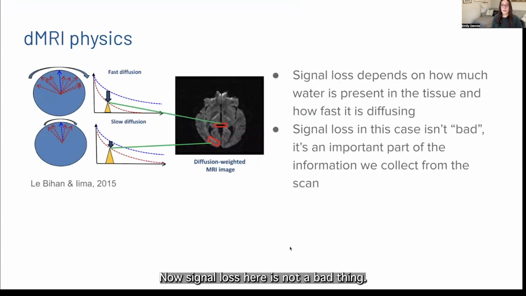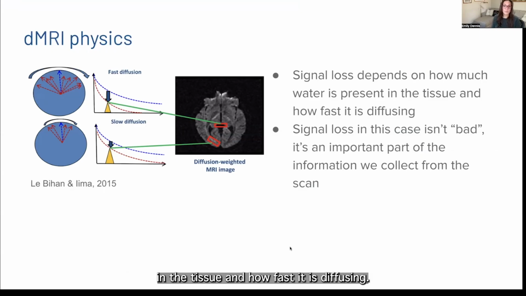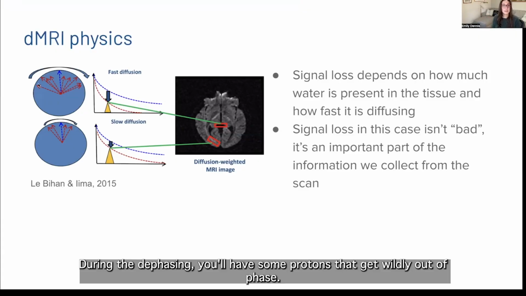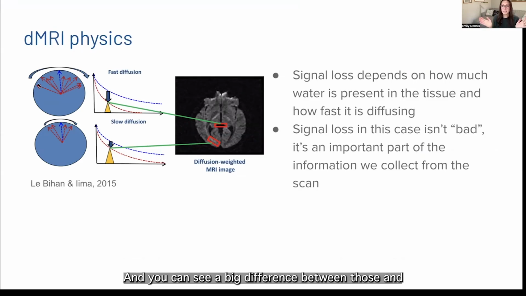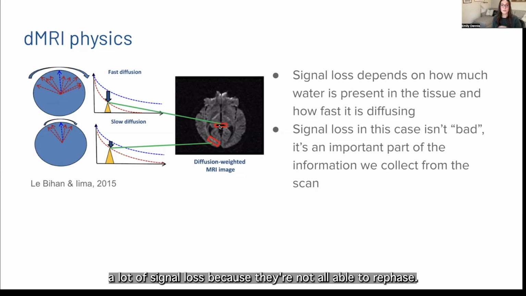Now, signal loss here is not a bad thing. This is what we're taking advantage of to actually create these images. The signal loss depends on how much water is present in the tissue and how fast it is diffusing. So if you imagine in this image here, you have an area where it's primarily CSF, so you've got very fast diffusion in all directions. During the dephasing, you'll have some protons that get wildly out of phase, and you can see a big difference between those and the ones that have not dephased. This leads to a lot of signal loss because they're not all able to rephase.